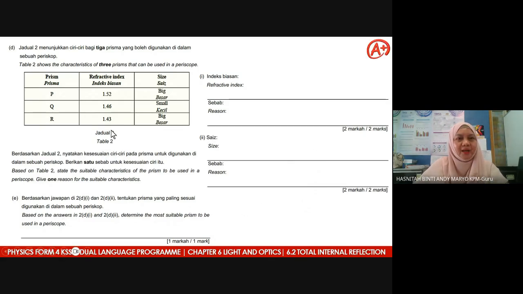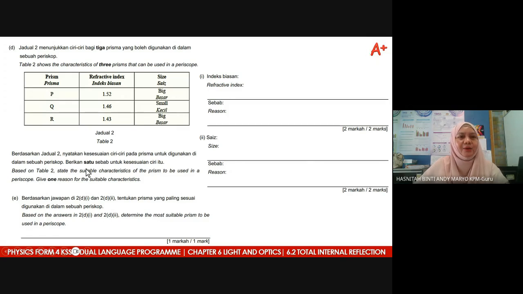Sorry. Okay, now you have Table 2. Again, we are choosing a suitable material to be used in a periscope. We have three choices: Prism P, Prism Q, or Prism R. They give you the refractive index for each: 1.52 for P, 1.46 for Q, and 1.43 for R. And then the size of the prism: big for P and R, and small for Q.